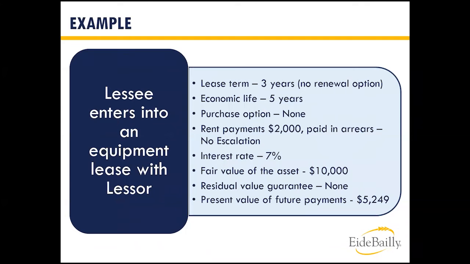So now getting into an example, pulling everything together. We're going to look at the lessee side of the accounting. We have an equipment lease, it's 3 years, economic life is 5, payments of $2,000 a year, and the interest rate, which is our discount rate here, is 7%. We have the fair value of the asset, and at the bottom is our present value of future payments of $5,249. If we went through all these and knowing those 5 criteria, this would be an operating lease.